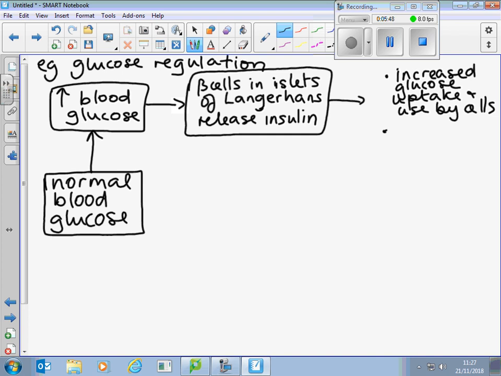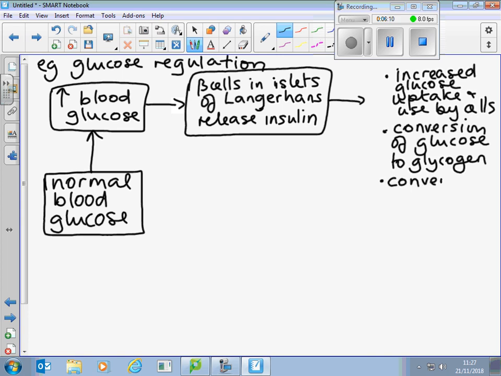Then conversion of glucose to glycogen. And then conversion of glucose to fat.